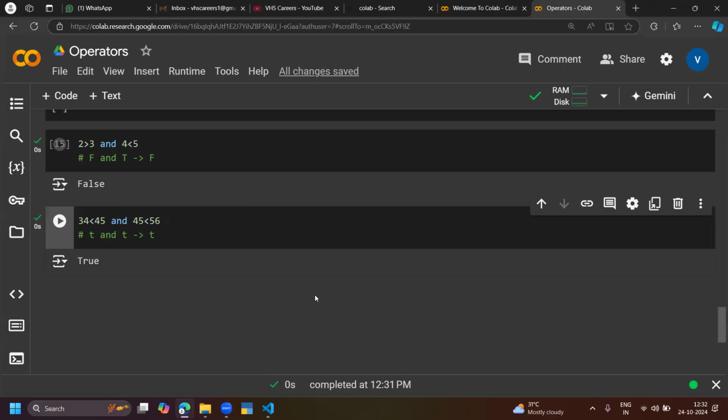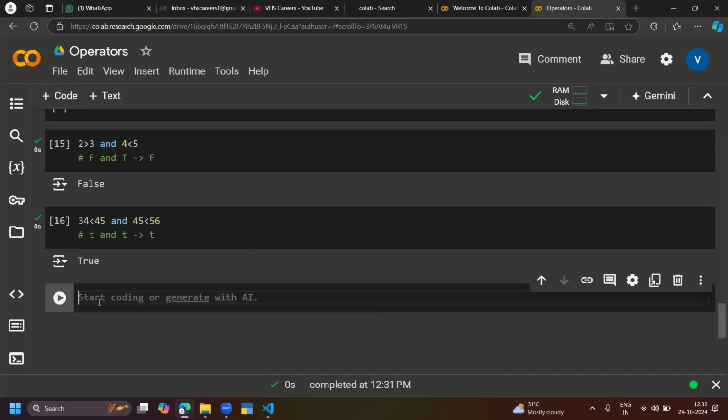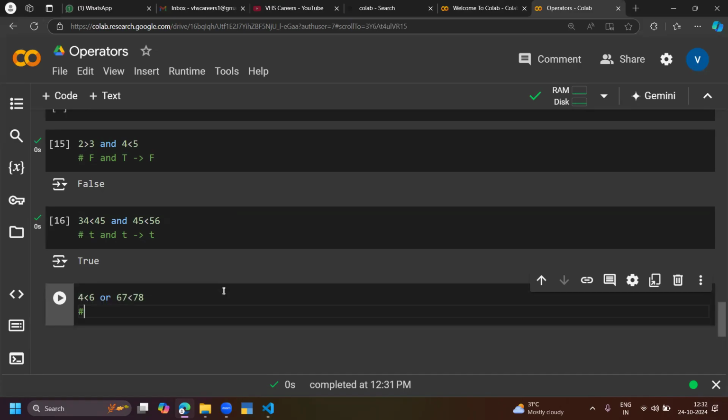Okay, the next operator we can go with: 4 less than 6 or 67 less than 78. What is the output of this? Anybody guess? 4 less than 6 is true, or 67 less than 78 is true. True or true is what? Exactly, true. The final output will be true only.